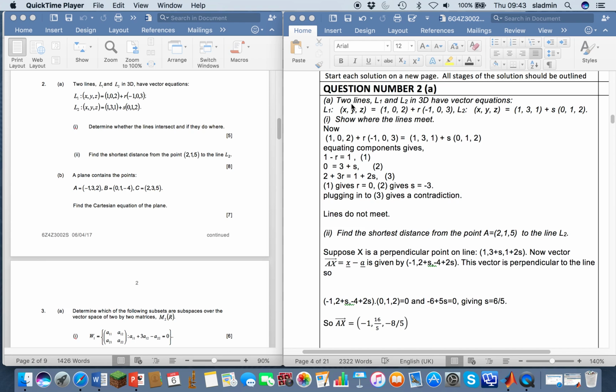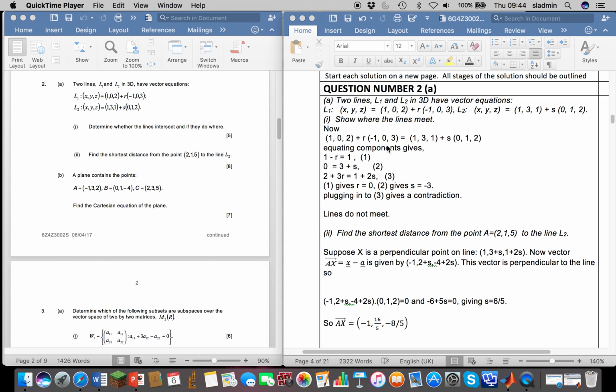So for question 2a, we want to know whether two lines L1 and L2 in 3D intersect or not. So this is the equation for L1, this is the equation for L2. In order for these lines to meet, the x, y, z coordinates have to be equal. The x, y, z coordinates of line L1 are given by the vector on the left, and those of line L2 by this vector equation on the right. If the two lines meet, then the x component of the first line has to equal the x component of the second line, which means that 1 minus r has to equal 1 plus 0s.